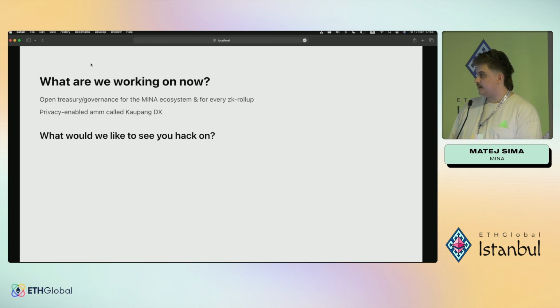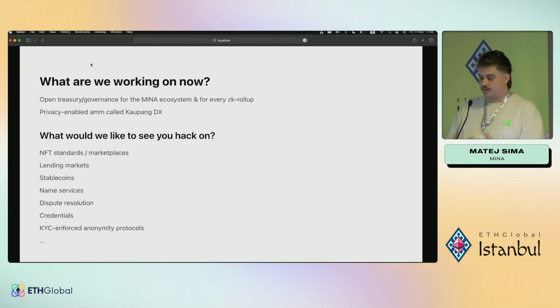The question is, what would we like to see as, let's say, judges or developers of Protokit? We would like you to work on the following things or any other ideas that you can bring to the table. We'll be here for the rest of the weekend to help you build. The things that I'm personally excited about are NFT standards, stablecoins, lending markets, dispute resolution, credentials, name services, or anything else that you can see in other ecosystems and we pretty much don't have yet.